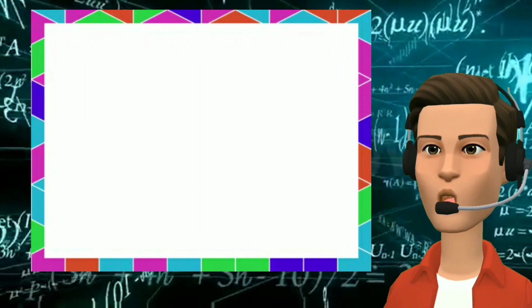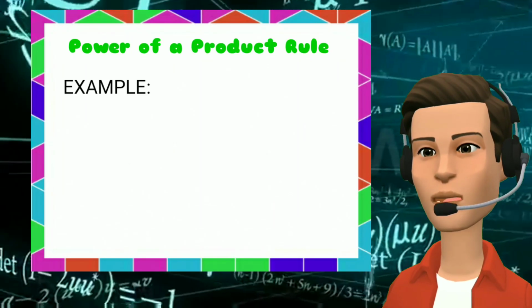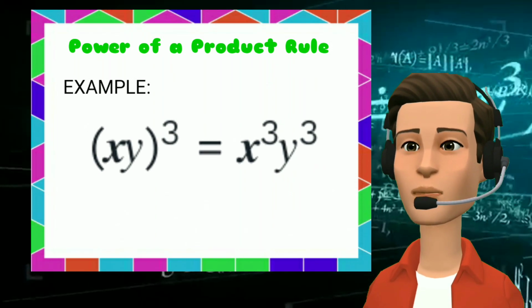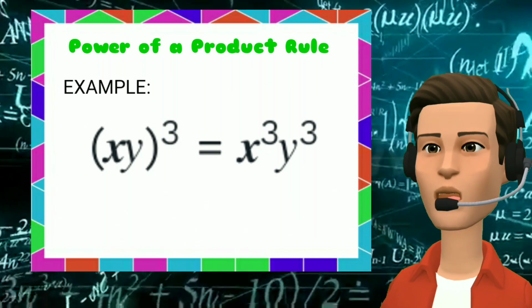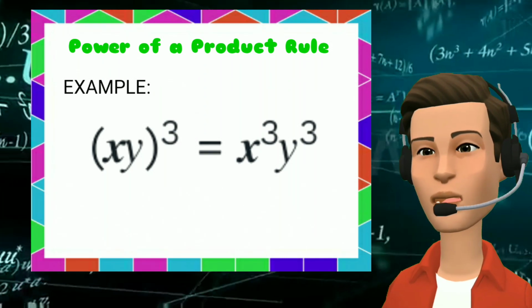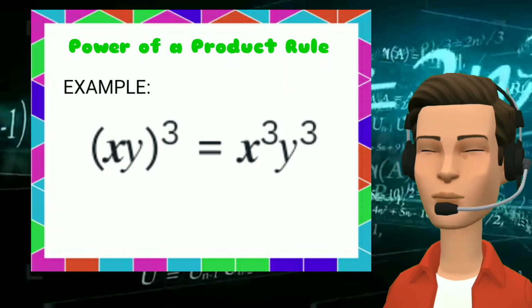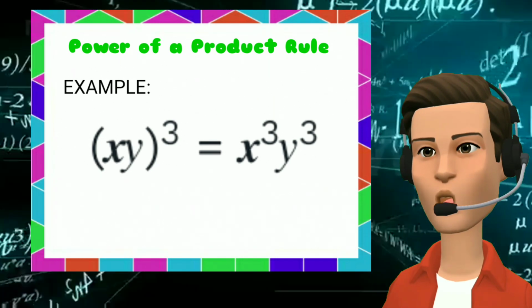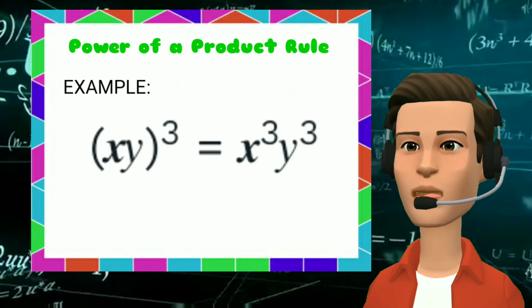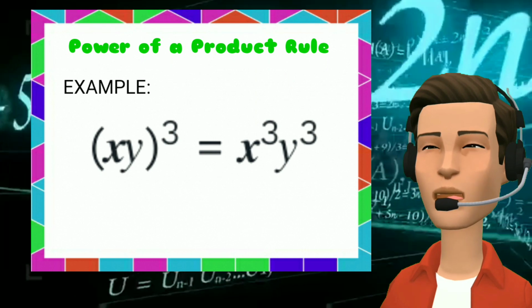Next is the fourth rule. It is the power of product. For example, x times y raised to the 3. In this equation, the power of 3 needs to be distributed to both the x and the y variables. So the answer is x cubed times y cubed. This rule applies even if there are exponents attached to the bases as well. Let's expand the equation like this.